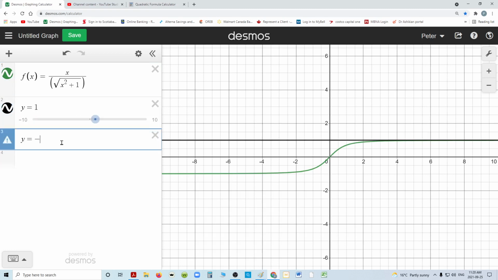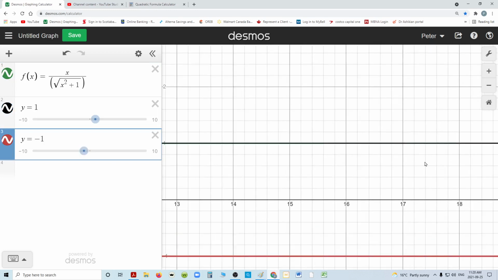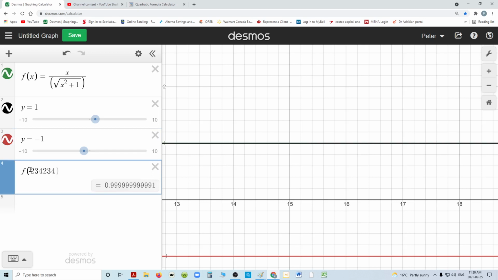Y is equal to -1. And sure enough, that's what we have. And if we zoom in, let's just take a value of f, and you'll see it never quite reaches 1. And if I take a negative infinity number, it never quite reaches -1. Yeah, it does there because it rounds up, but it's really never reaching -1.